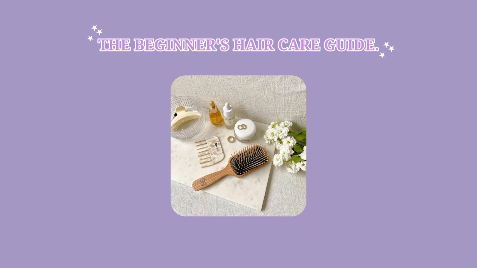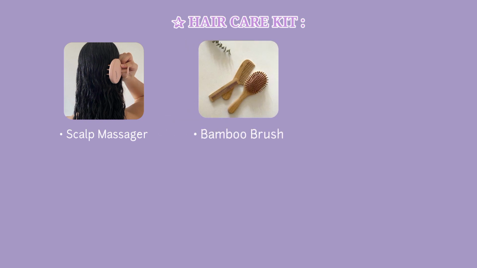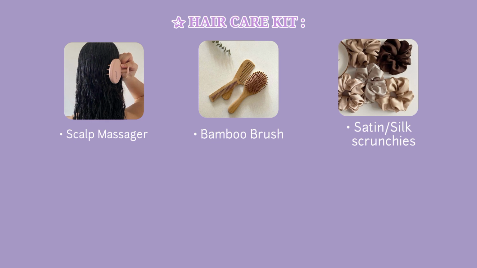Now moving on to the beginner's hair care guide. Things that you need to start hair care. Scalp massager. Gentle massage for 5 to 10 minutes daily. It's also best to use while shampooing and oiling. Bamboo hairbrush, gentle on hair and scalp. Satin or silk scrunchies. It prevents breakage and is gentle on the hair.